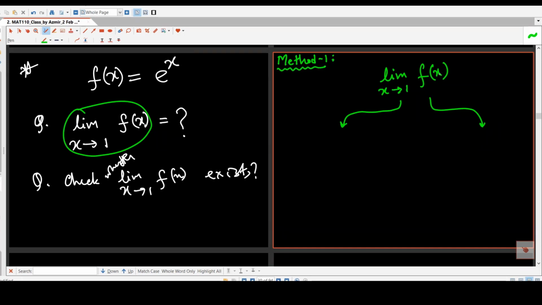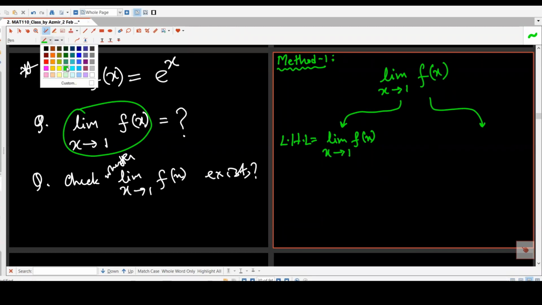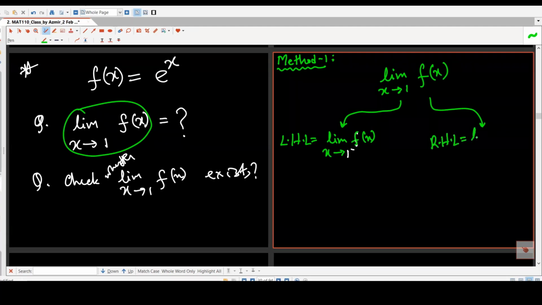So limit of f of x when x is approaching 1 can be divided into two parts. Limit of f of x when x is approaching 1 minus, this is the minus sign, 1 minus f of x. And similarly, we will have the right-hand limit, limit of f of x when x is approaching 1 plus.